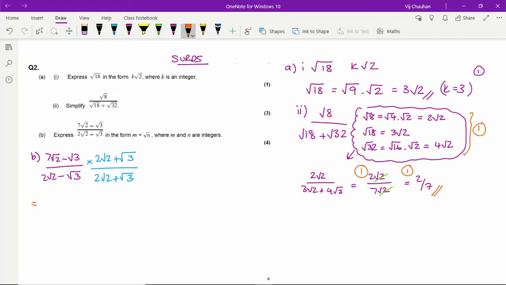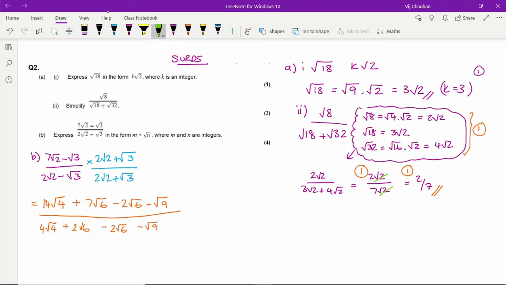So I've got 7 root 2 times 2 root 2, which is 14 root 4, plus 7 root 6, and then we've got minus 2 root 6, and then minus root 9, and that's all going to be over 4 root 4 plus 2 root 6 minus 2 root 6 minus root 9. And again, one thing you definitely don't want to do is start cancelling both the top and the bottom. We want to simplify both the top and the bottom first.